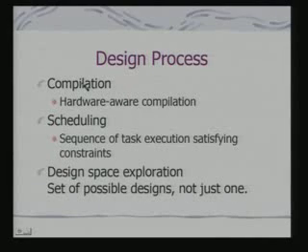Next, when you have mapped onto this hardware and software, you need to do compilation, because you have got a code which has to be compiled and mapped onto the actual processor. So this is what we call hardware aware compilation, that is, making the compiler aware of the hardware features. Then we need to have scheduling, that is, the sequence of execution of the tasks such that the constraints are satisfied. How to schedule the tasks.